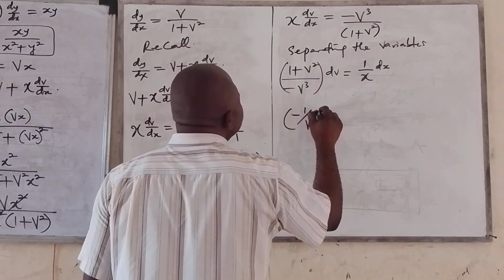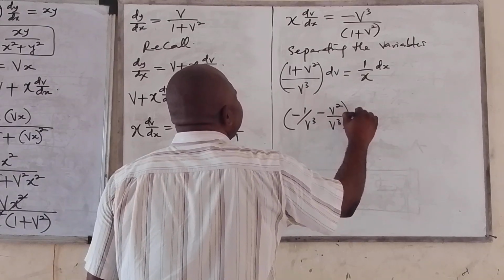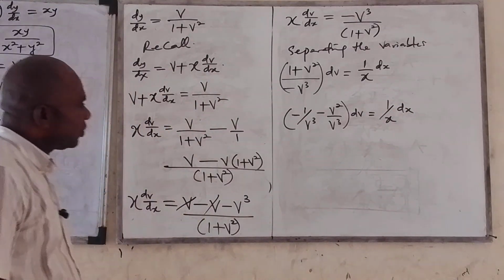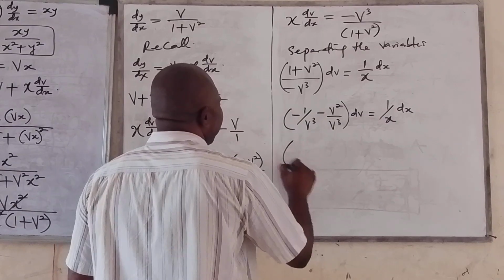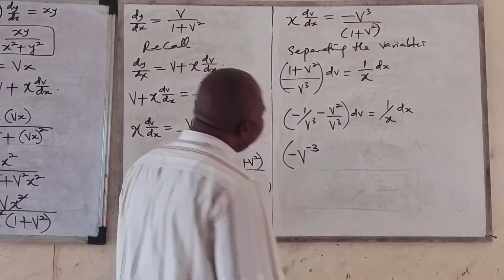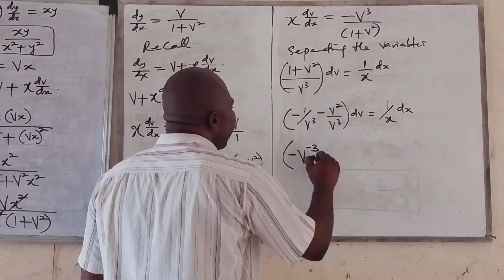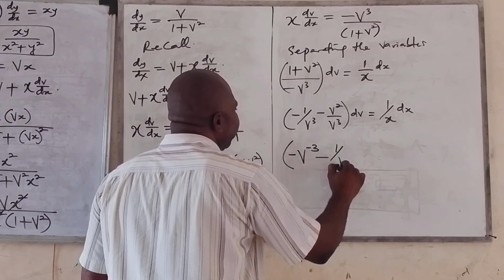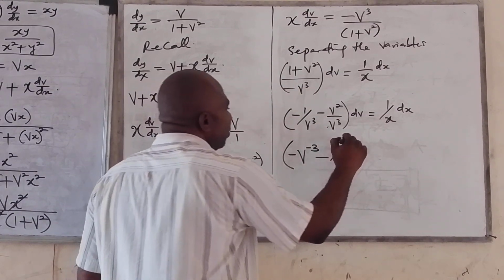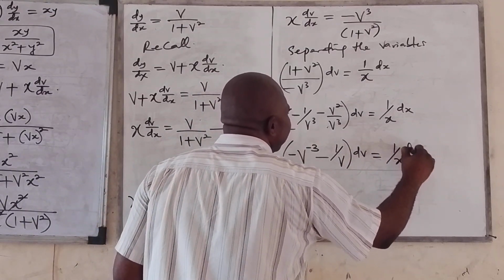Now this divided by this, then here we have minus v squared all over v raised to the power of 3. The dv will be equal to 1 all over x, then here we have dx. Now this is the same as saying minus v raised to the power of minus 3. Yes, 1 all over v raised to the power of 3 is the same as v to the power minus 3. Then this v squared here, we have 1 all over v. Yes, v squared into v to the power 3 is v. So here we have dv is equal to 1 all over x dx.